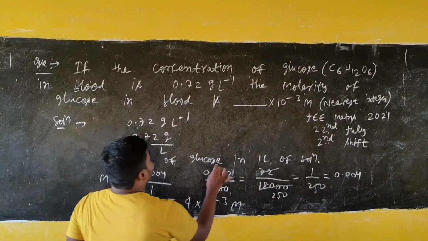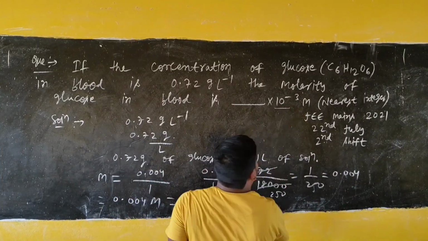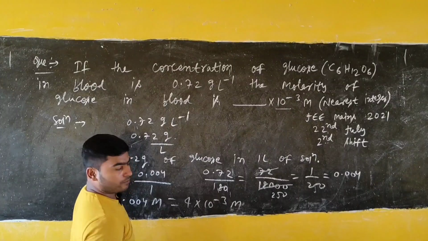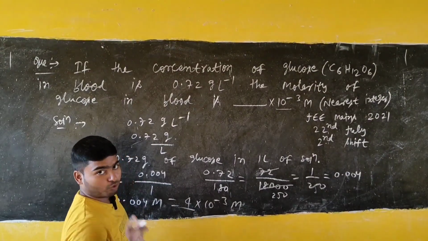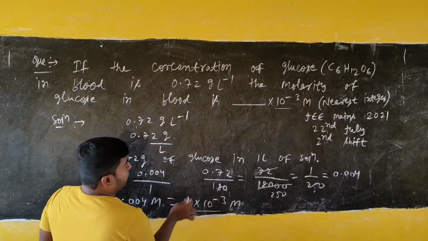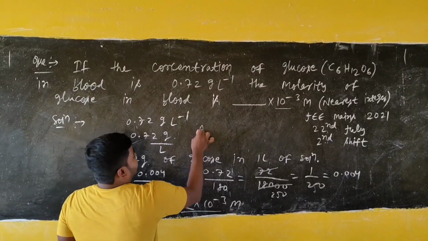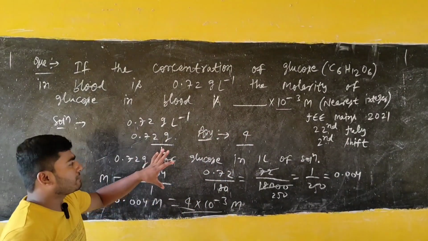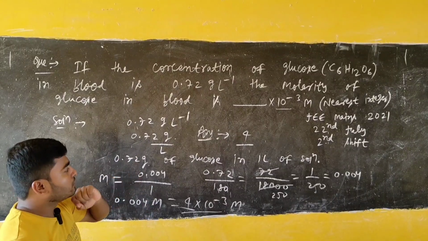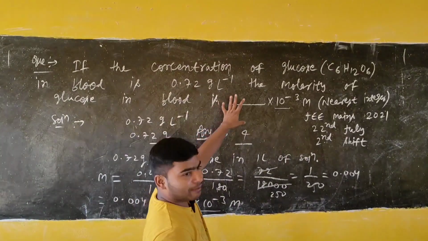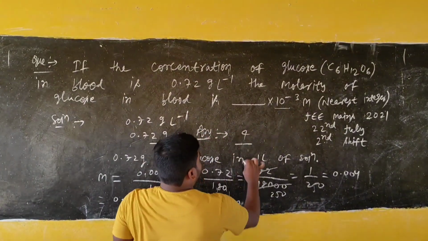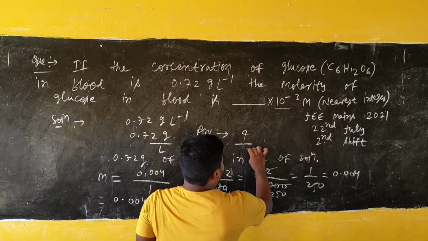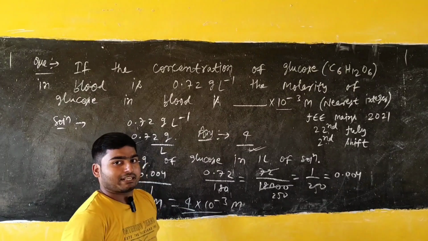From here, you see that 10 to the power minus 3 molar is already given. In the blank space, they have asked what the answer will be. If you compare this and this, you will get the final answer as 4. Sometimes they will give you 4 options, from which you have to tick mark, or sometimes a numerical type question will be there, where you fill the OMR sheet. So our final answer is 4.